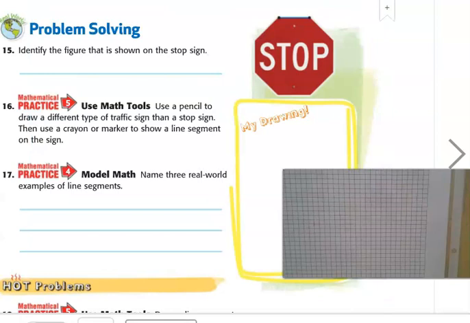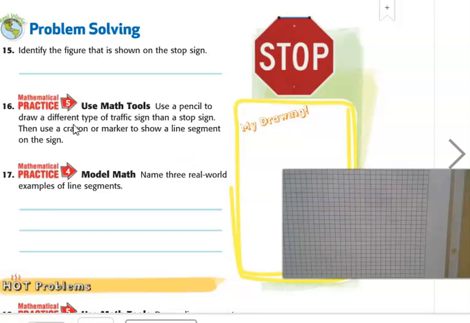Okay, so on the problem solving, what we're looking at is identify the figure that is shown on the stop sign. So they're referring to this blue line that's here. What is that? Is that a ray, a line, or a line segment? That's what they want you to write, in a complete sentence.